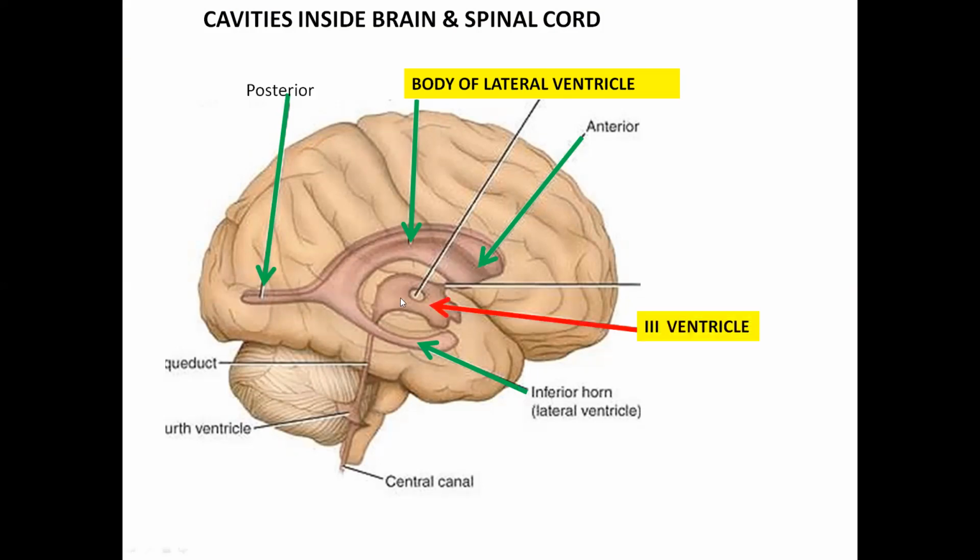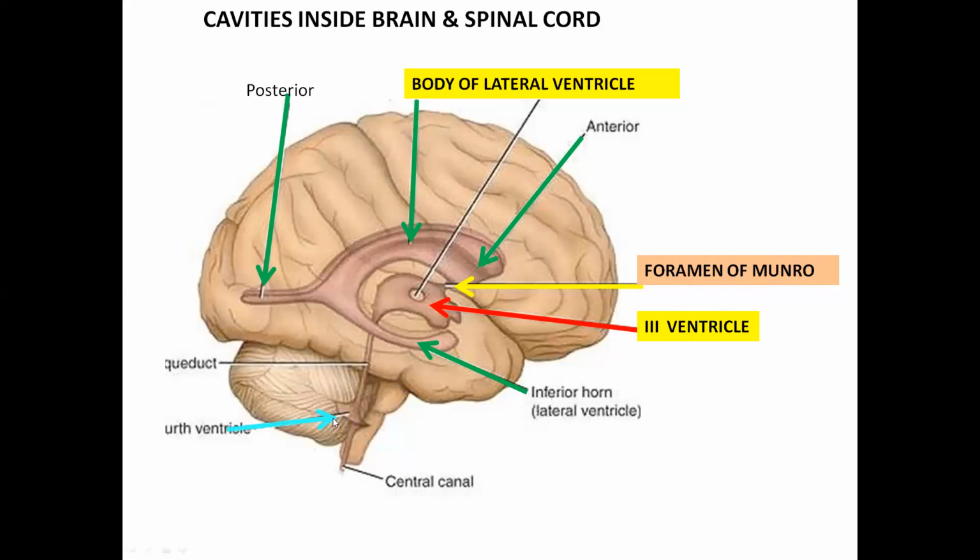The cavity of the diencephalon is the third ventricle. It's a midline structure. Can you identify what is pointed out here? That's the interthalamic adhesion. Remember, I told you, it passes through the third ventricle, connecting the thalami of both the sides. That's what you see here. Now, the lateral ventricle is connected to the third ventricle by the interventricular foramen of Monro.